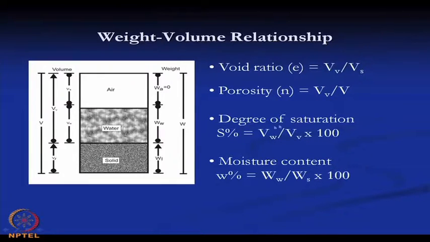Now, similarly, degree of saturation S, which is expressed in percentage, is defined as volume of water divided by volume of voids into 100, because it is expressed in percentage. Similarly, moisture content w in percentage is weight of water divided by weight of solid expressed in percentage.